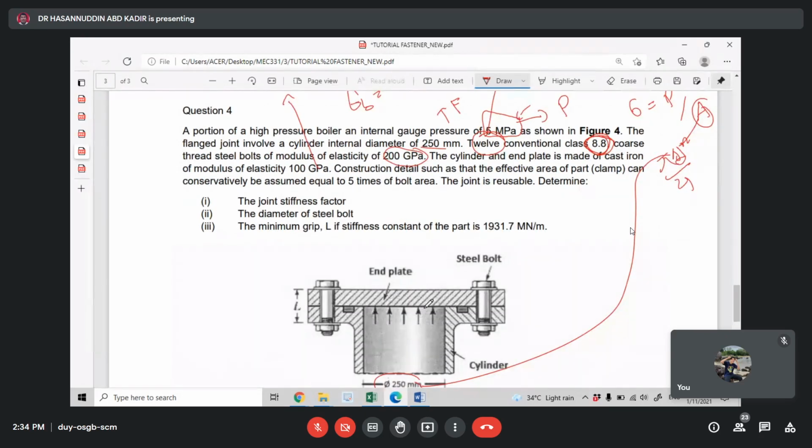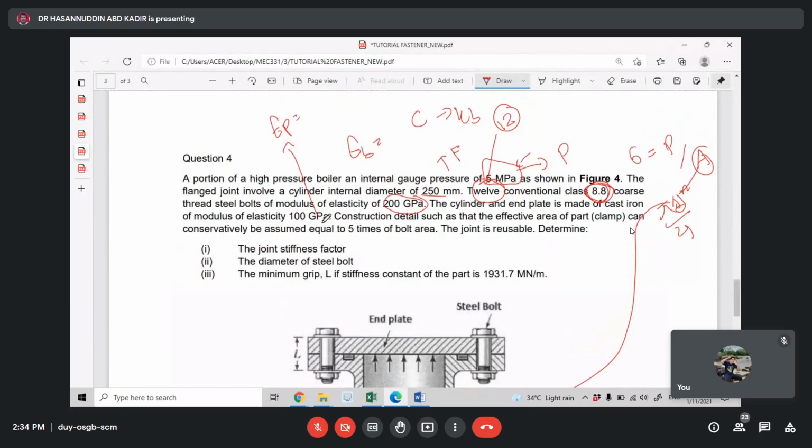So this. Okay, lepas tu construction details such as the effective area of part clamp can be considered assumed equal to 5 times. They also give you the value of the part tu can be considered assumed equal to 5 times of the area of bolt. Okay, and the joint is reusable to 0.75.